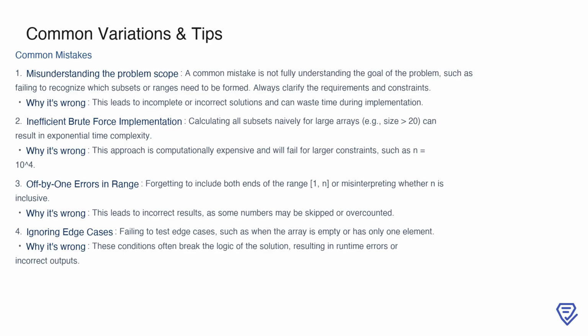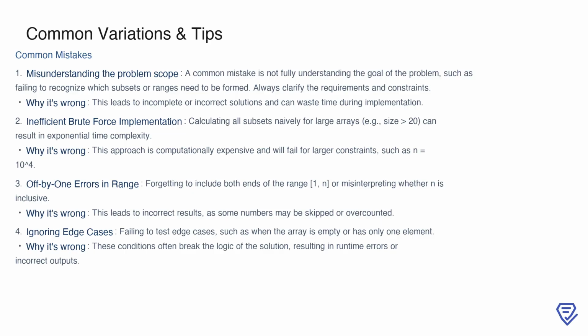Next, an inefficient brute force implementation is another common pitfall. Trying to naively calculate all subsets for large arrays, especially when the size exceeds 20, results in exponential time complexity. This is computationally infeasible for larger constraints, such as when n equals 10,000. Another frequent mistake is off-by-one errors in handling the range, 1 to n, such as forgetting whether n is inclusive. This can cause numbers to be skipped or overcounted, leading to incorrect results.